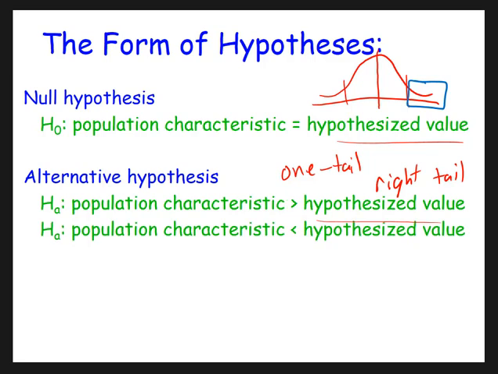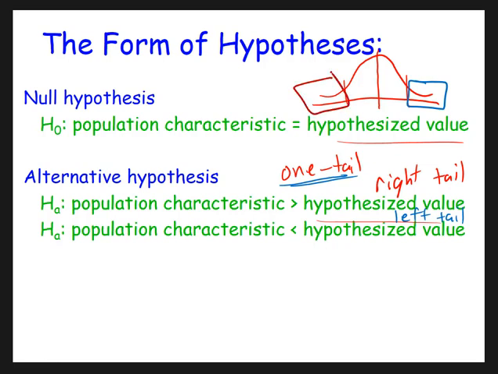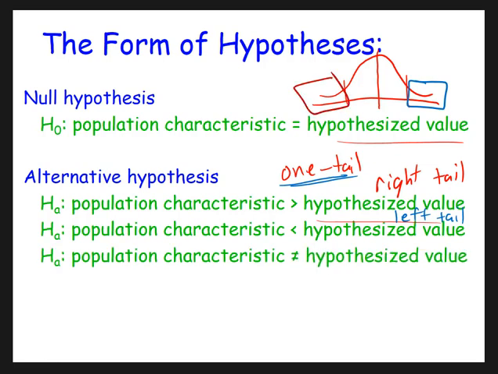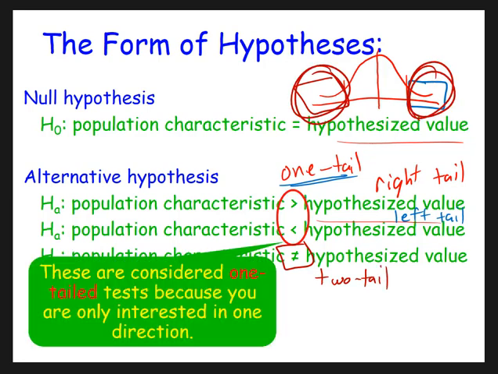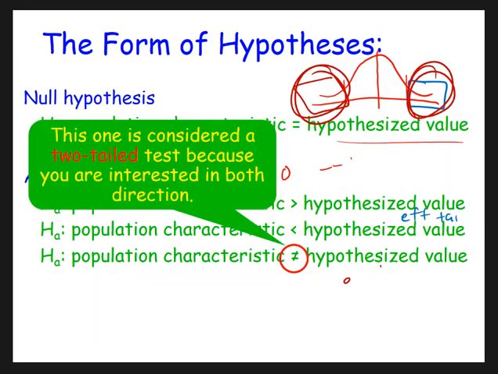It could be less than. That's also a one tail, but that would be a left tail test. Because in that case, if we get data values down in here, we would reject. And then the third possibility is not equal to. That's a two-tailed test, because we would reject if we're too small or if we're too large with our sample statistic. So again, those first two are considered one-tailed tests. And the third one is a two-tailed test, because we can reject in both directions.